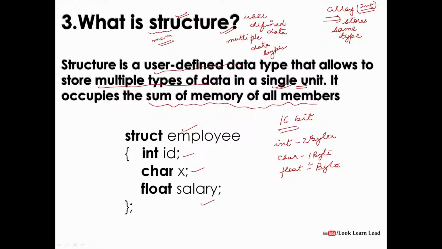So what would be the size of the structure? The structure would be the sum of all these, that is 2 plus 1 plus 4, which is equal to 7 bytes. Do you understand? If we had an array, say an array of x[10] for the character, what would be the answer? It would be 2 for integer plus 10 into 1 for character plus 4, that is 16 bytes would be our answer.